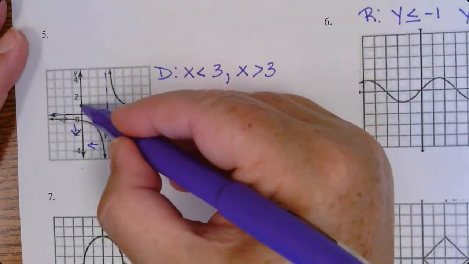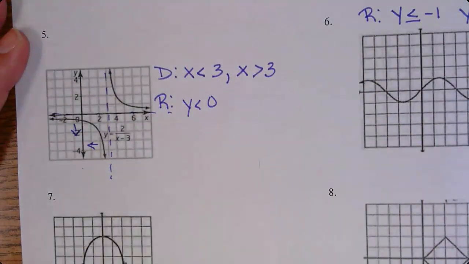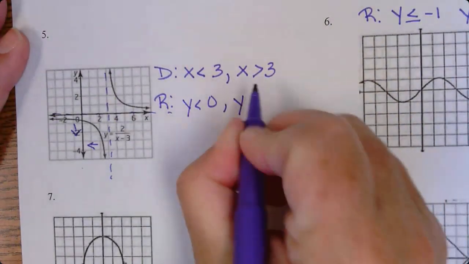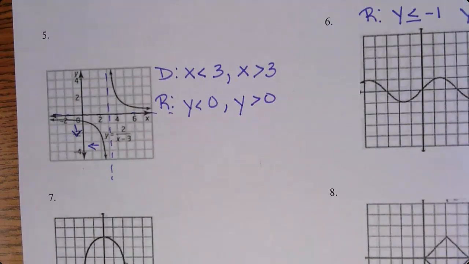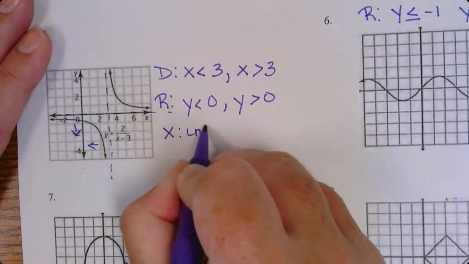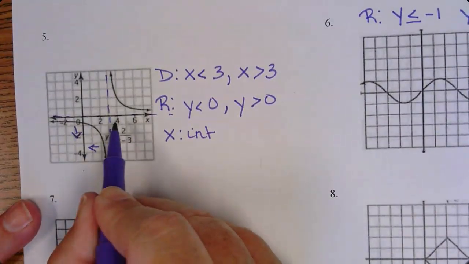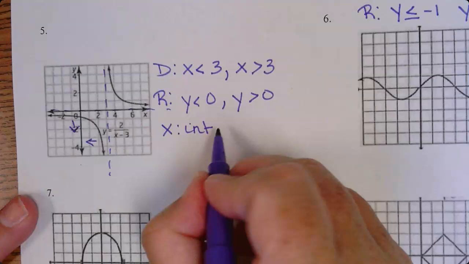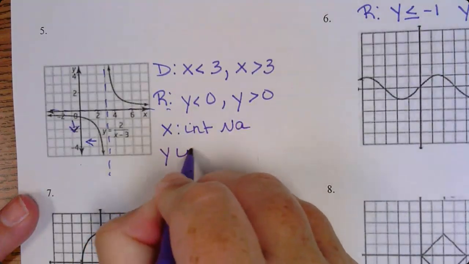Are we touching all the positive y values? And the answer is yes. So we're going to be greater than 0. Okay, and we're good there. Do we have any x-intercepts? And the answer is no. We're getting close to that x-axis, but we're never going to touch. So NA. And then the y-intercept.